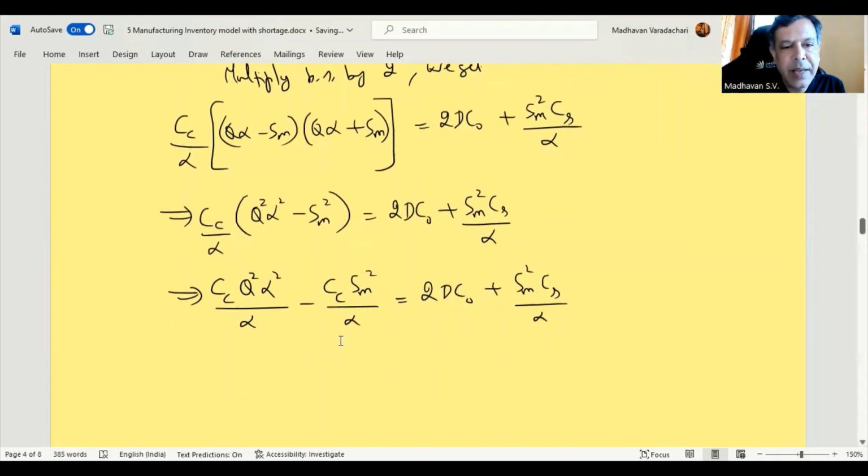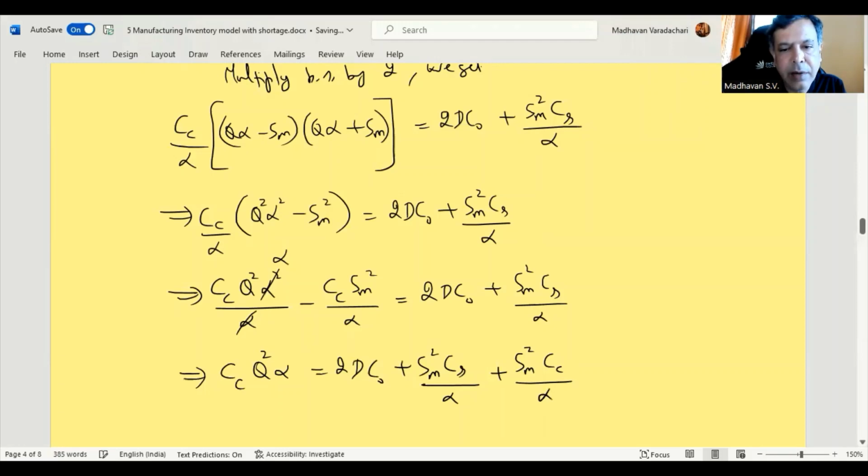Now we will take this denominator alpha to the right hand side. It will go to the numerator. So we will have Cc Q square. Oh, sorry, here itself this gets cancelled. So I can write it as alpha. This we will take it to the right hand side. So you will have 2dCO plus Sm square Cs by alpha. Taking this through the right hand side, it becomes positive. So plus Sm square Cc by alpha.